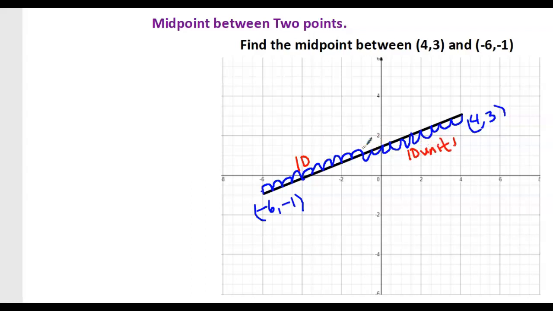Good. So that means the midpoint where they are meeting happens to be (-1, 1). They are meeting halfway at (-1, 1) over here.